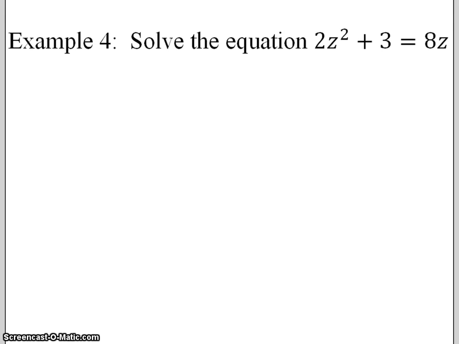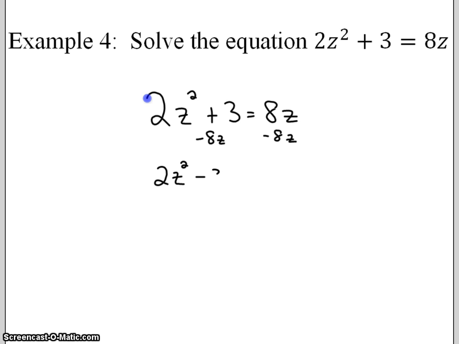Okay, this says solve the equation 2z squared plus 3 equals 8z. So again, we want to make sure that we have our equation written in standard form. This is not standard form. Standard form would be all non-zero terms to one side and then equal to 0. So we have to move this 8z, and I like to put that in the middle. So 2z squared minus 8z plus 3, and then equals 0.